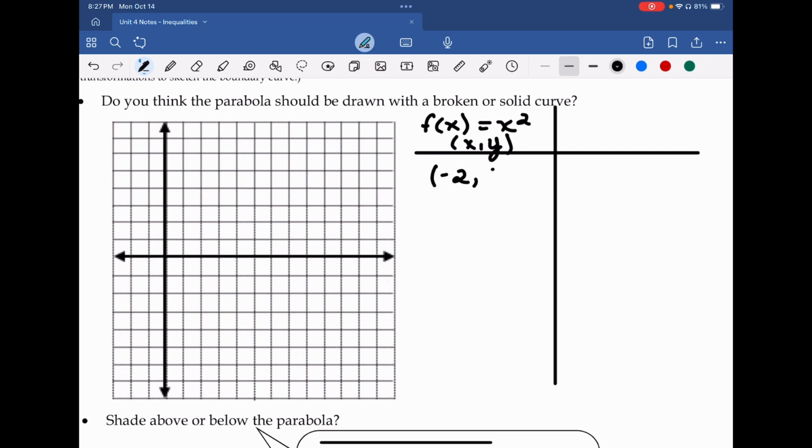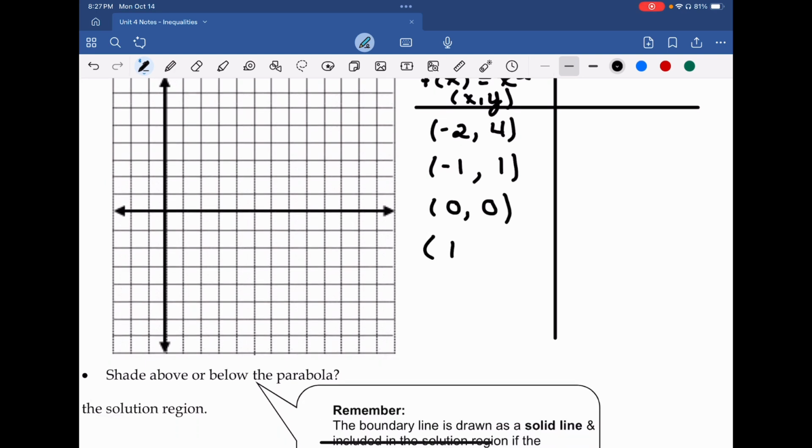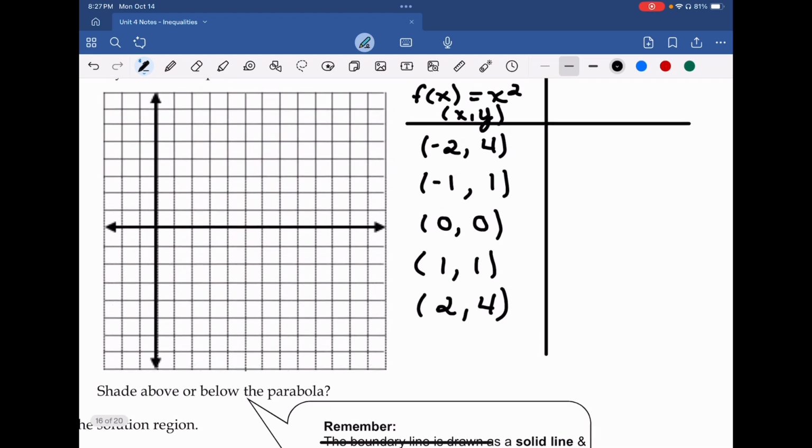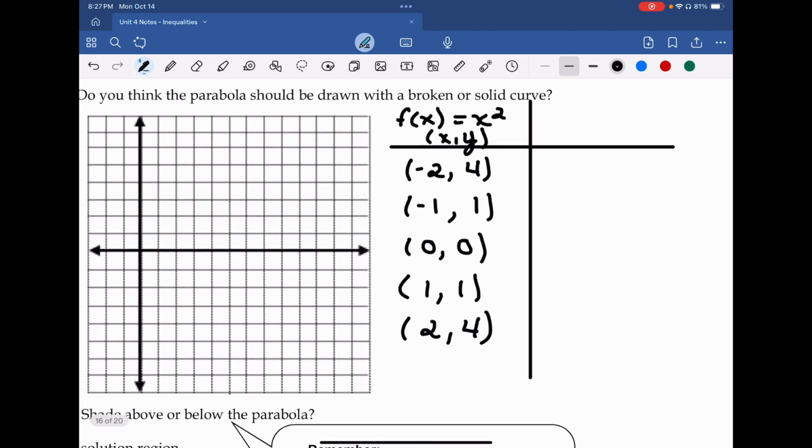We can take -2 and 4. We can take -1 and 1. We can take our origin, which is 0 and 0. We can take our next point to the right, which was 1 and 1. And then we could take our next point from there, which was 2 and 4. Now, these are all just inputs and outputs that match. For every x that we input into this function of x squared, we get a y in return.